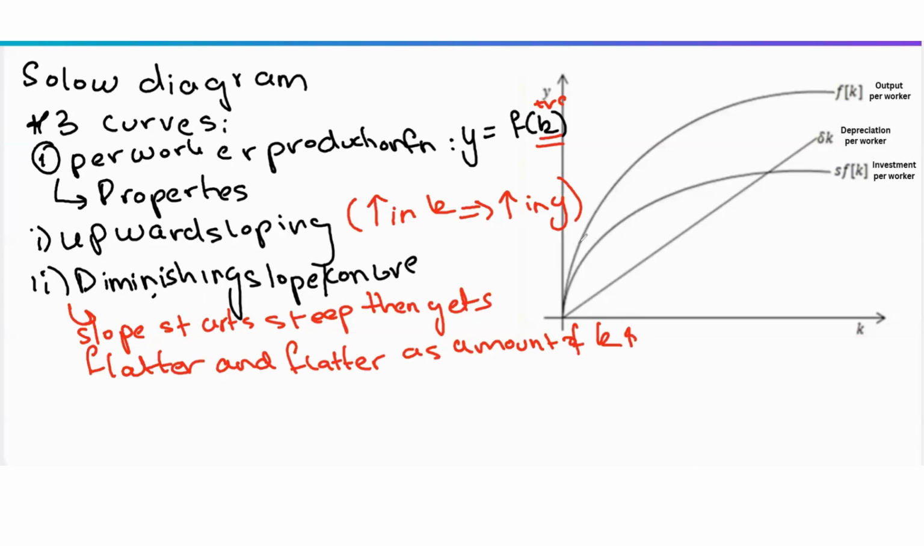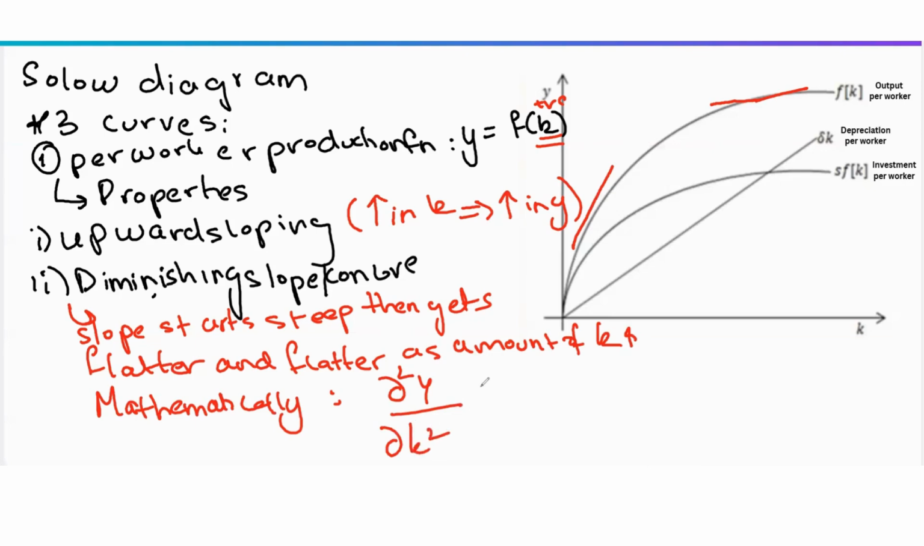Initially the slope is something like this, and at this point the slope is something like this. So it's upward sloping and it has a diminishing slope. Mathematically, upward sloping means the first derivative of y with respect to k is positive. A diminishing slope means the second derivative is less than 0.